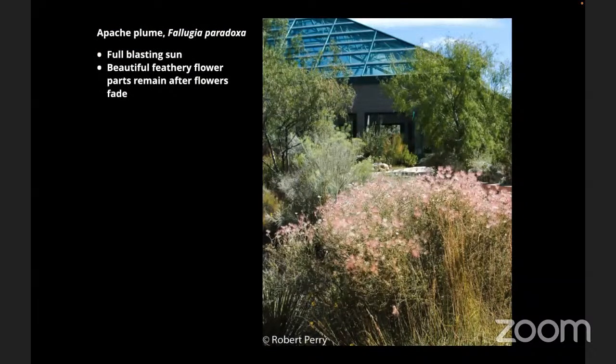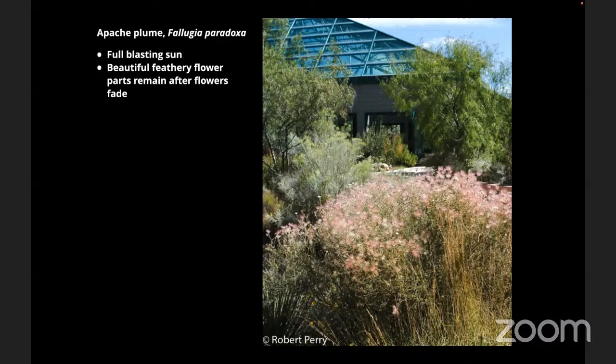And now we're kind of stepping down from the larger sized accent shrubs down to more kind of medium shrubs. This is a true desert shrub with just one of the most unique looking, not flowers, but post-flower kind of seed package, you could say. Keep it simple. So this is Apache plume, Fallugia paradoxa.